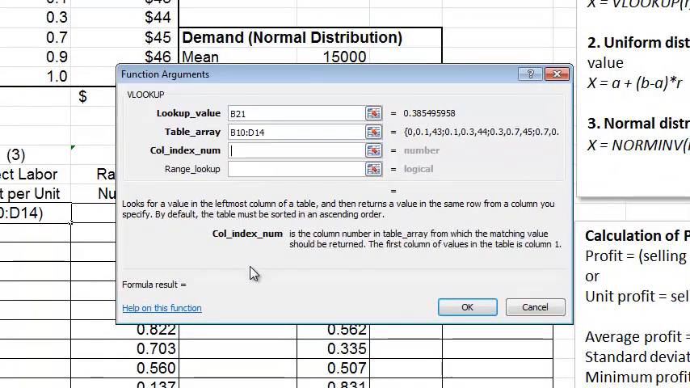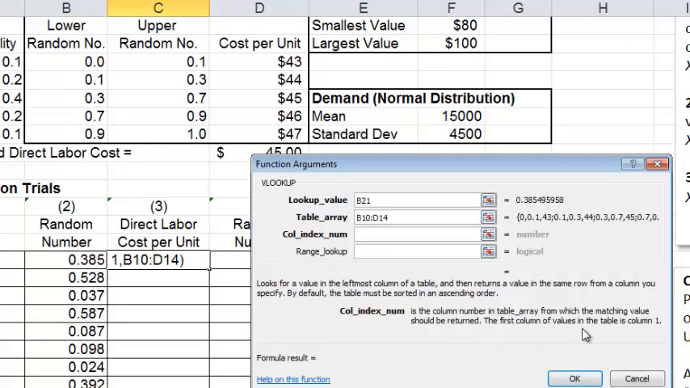Now the column index number, it says, is a column number in the table for which the matching value should be returned. It says the first column of values in the table is column 1. So there are 3 columns in this table, column 1, column 2, column 3, and column 3 contains the cost we want to generate. So here we're going to just enter the value 3. The range lookup is optional.